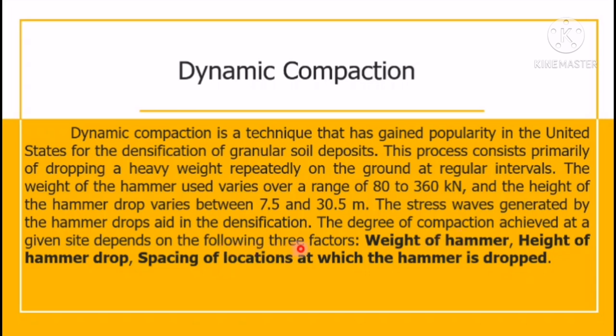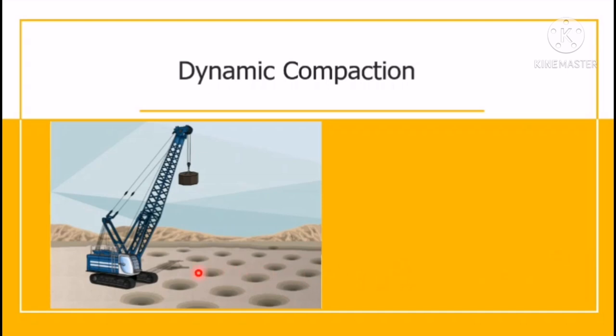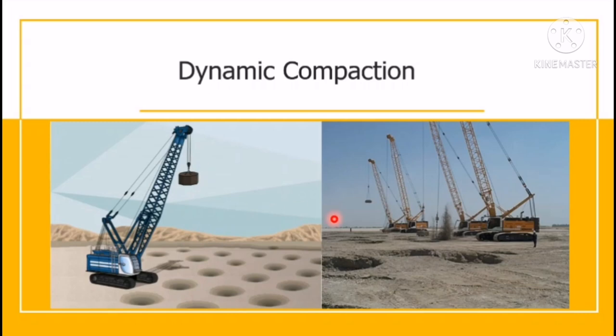The degree of compaction achieved at a given site depends on the following three factors: the weight of the hammer, the height of the hammer drop, and the spacing of locations at which the hammer is dropped. So, the dynamic compaction is like this one. There are holes, and this is our weight, and it compacts the soil. It is dropped onto the ground. This has a weight. That is how it looks in actual practice.